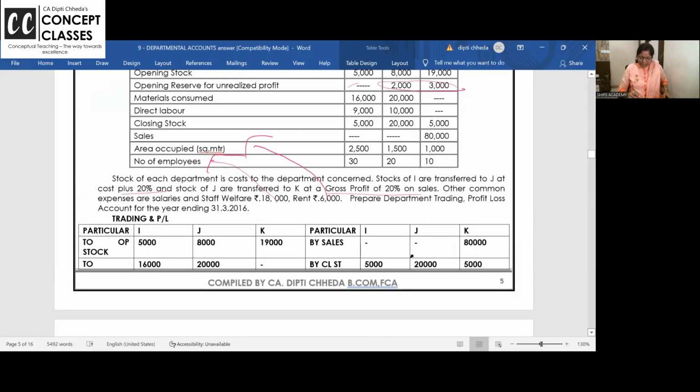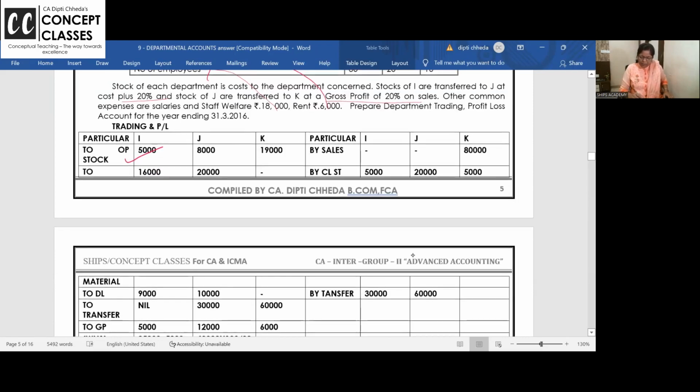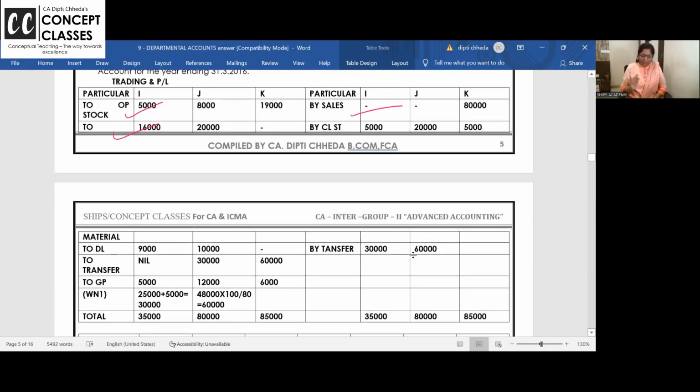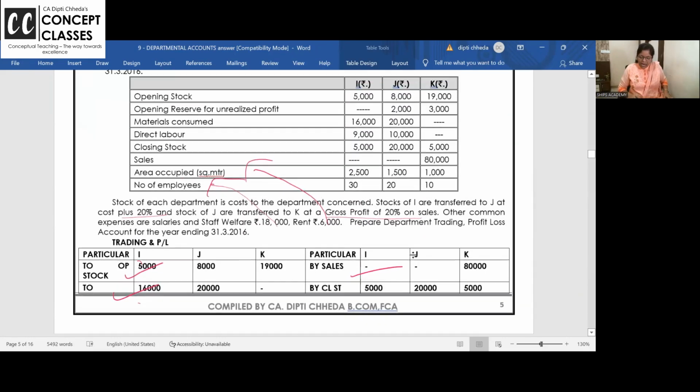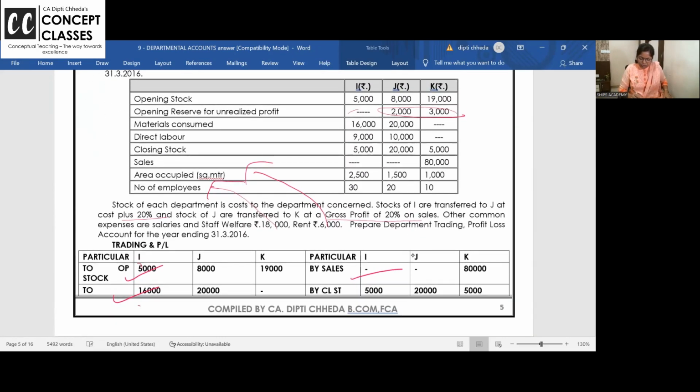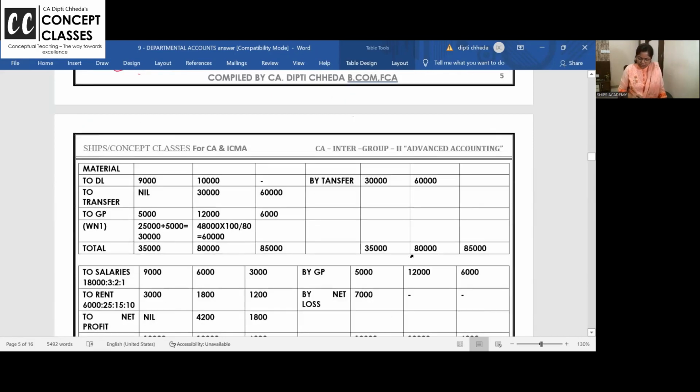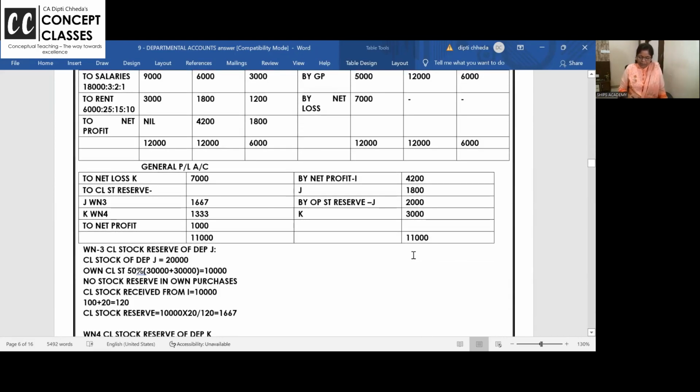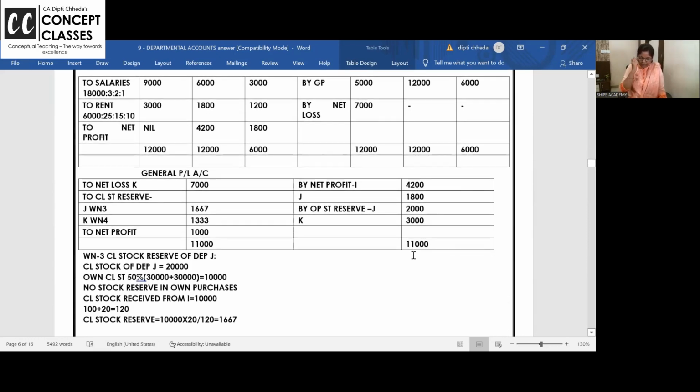Now, just copy the figures of opening stock, purchases. See, sale is done only by K. So can I say, I जो भी produce कर रहा है, it is giving to J. J, whatever you are producing, you are giving to K. And K is selling. So first you just copy the figures. Opening stock, purchase, sales, closing, direct labor, all. Now comes transfer. I department's profit is given to you 20% on cost. So if it is 20% on cost, let us check up the working.